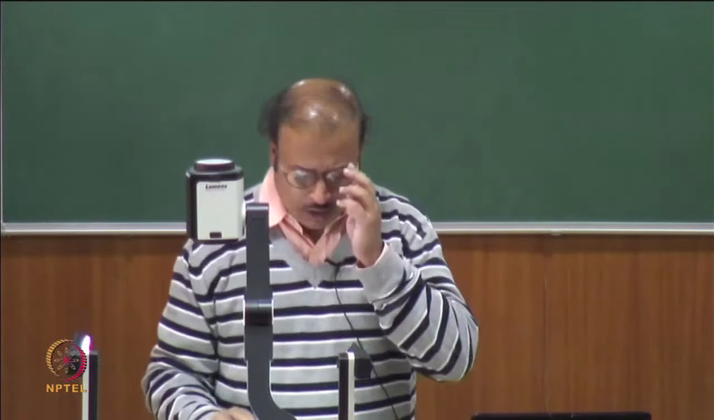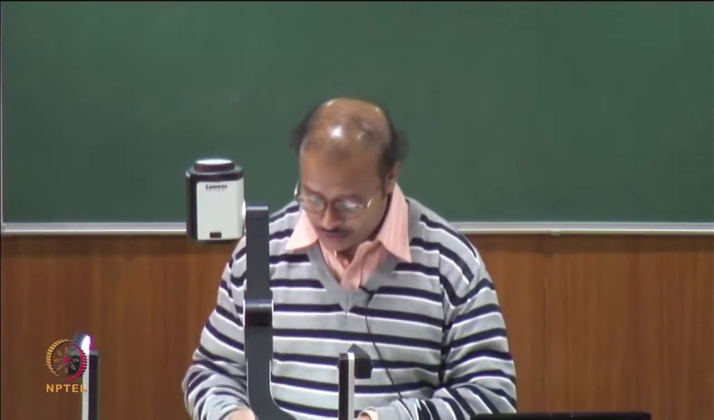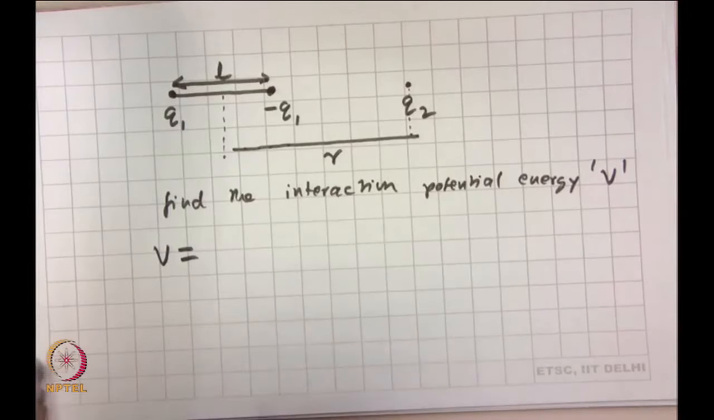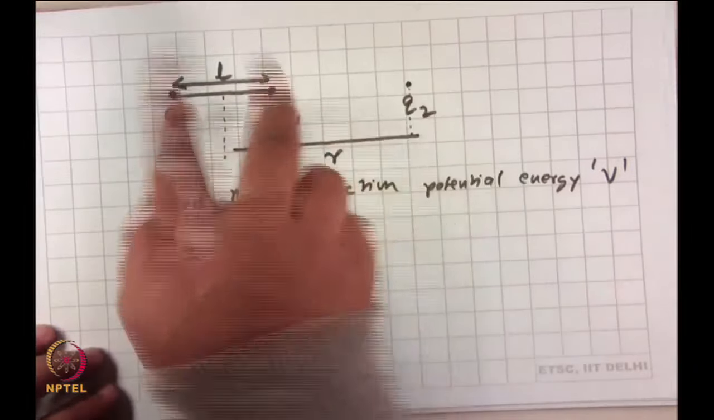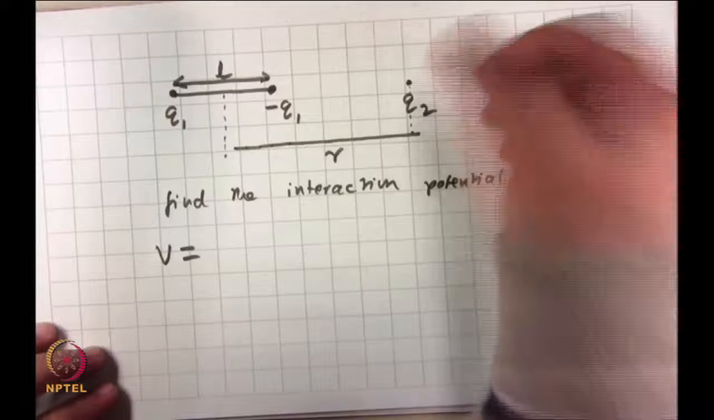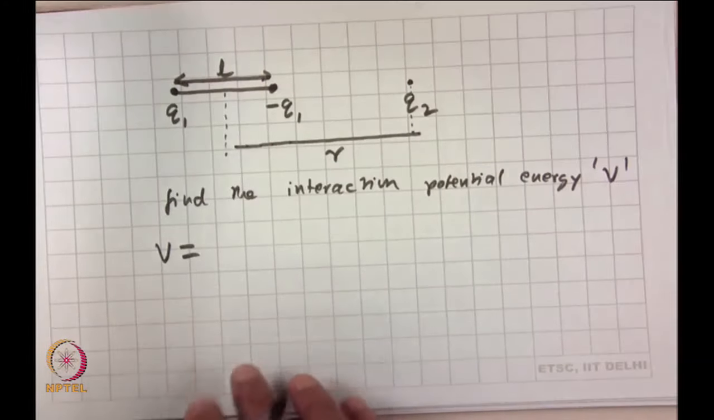Now, how would we do that? You look at the system, your V is equal to, this is the dipole now. It has two charged ends, and this is a monopole essentially, that means only one charge. How many Coulombic interactions would you be having here?